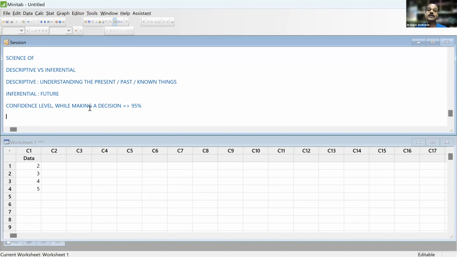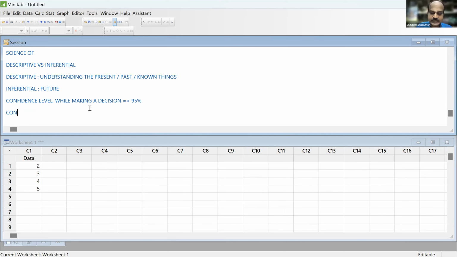So this is the meaning of confidence level. Any decision you make, you should be able to make it with 95% confidence. Then you are a very good decision maker, because at least 95% of the time your decisions are correct. People will love the way you take decisions. They'll start seeing you as a leader. Yes or no? Yes.